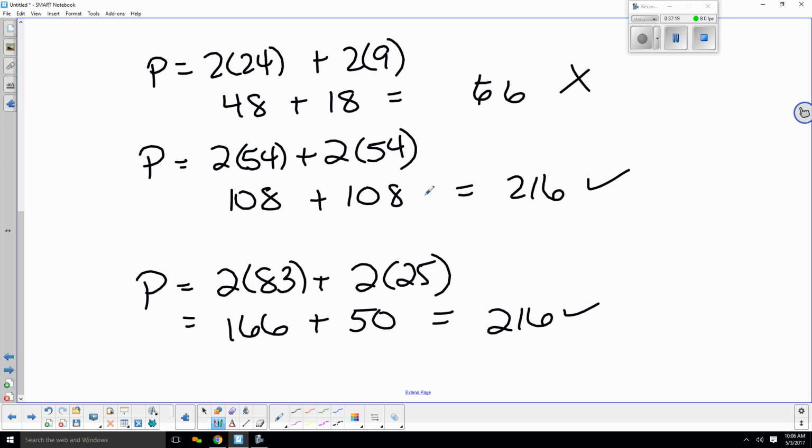Now, some of us got stuck on that one earlier because it said a rectangular play area. Now, let's think about it. Can a square be a rectangle? Yes. So even though that's a square, a square is always a rectangle. Okay? So that's that flow chart. So remember that. So that one had 3 answers.